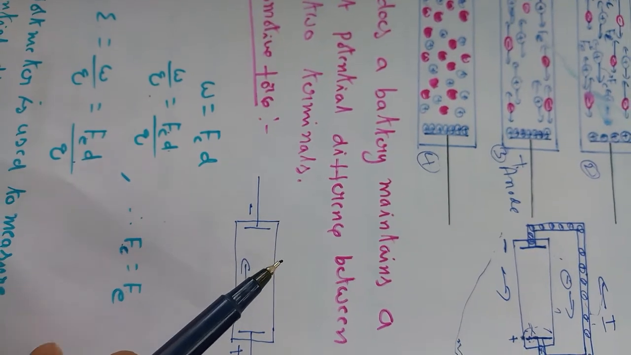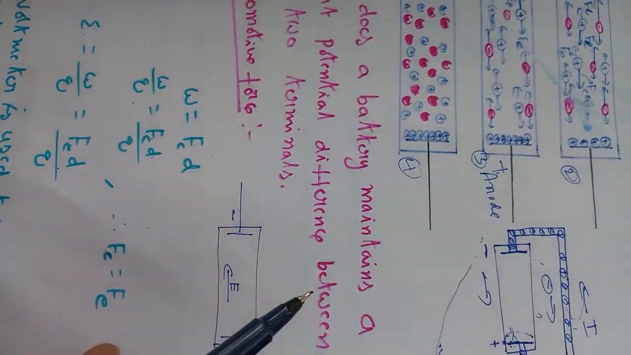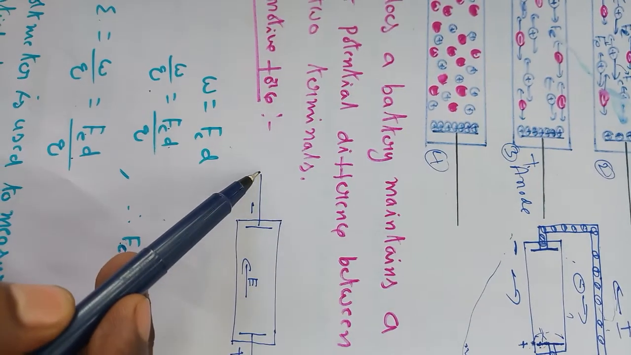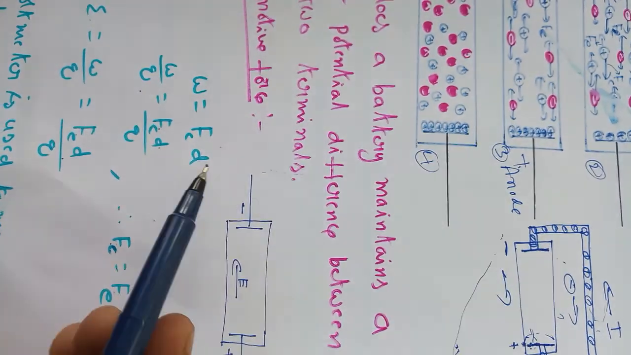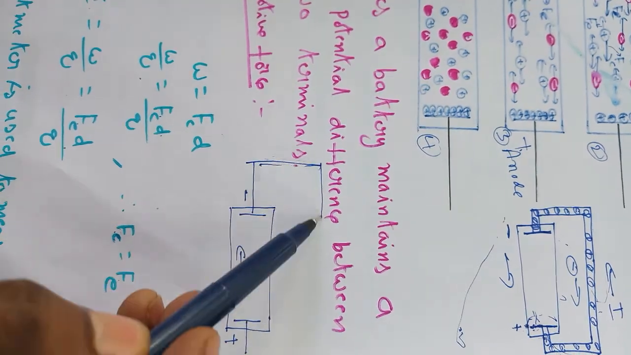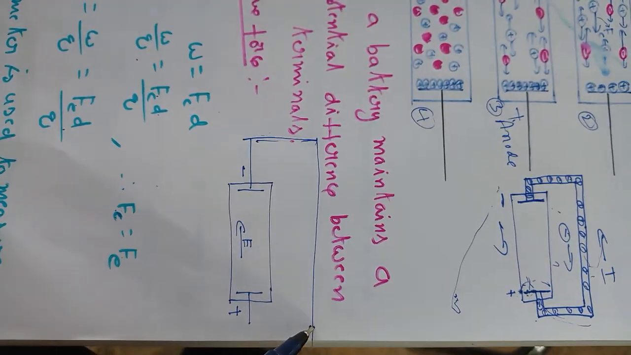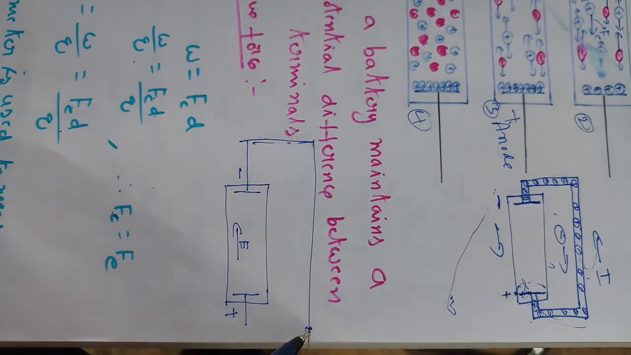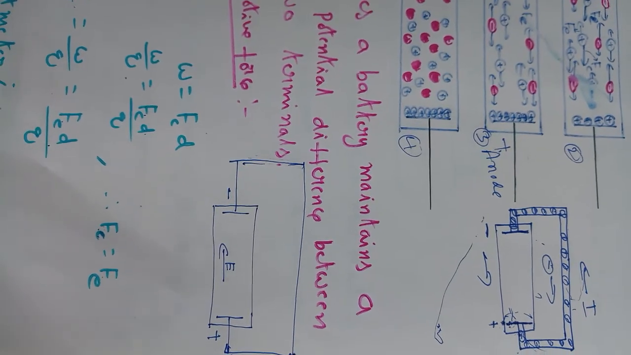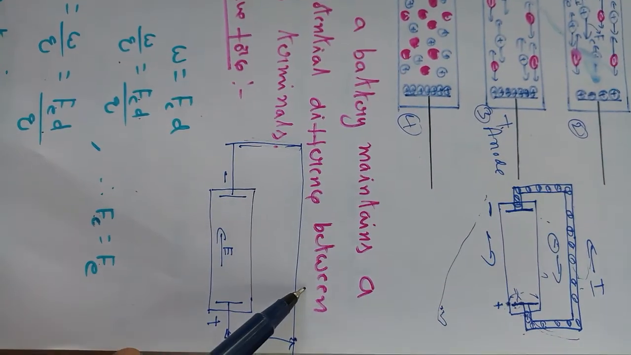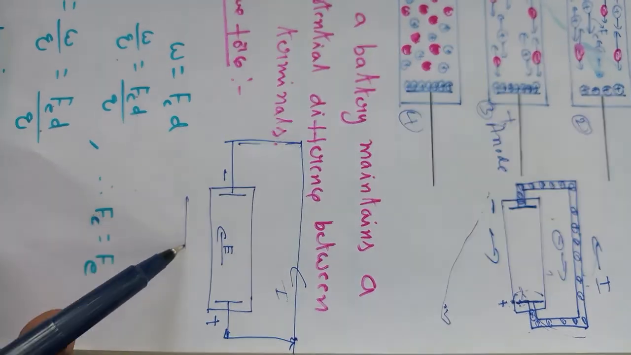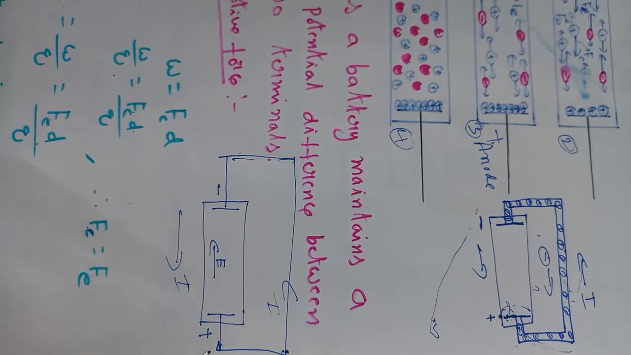Okay, so when the two ends of a conductor are connected to the two terminals of a battery, what happens? A current flows from high potential to low potential in the external circuit, whereas a current flows from low potential to high potential inside a battery.